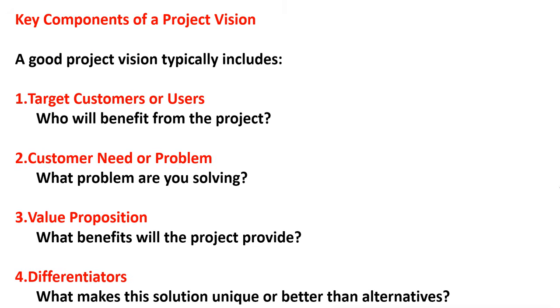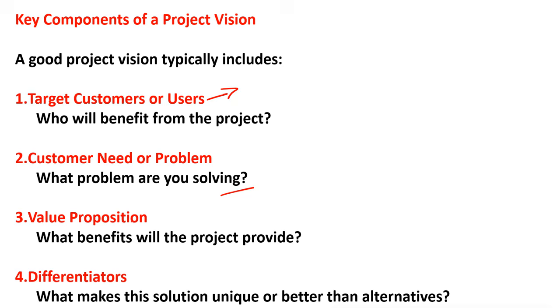Here I have written for you the key components of the project vision. These four components I will explain to you with the help of an example. The first is target customers or users. What does it mean? First we have to find out who will benefit from the project, who will be our customers or users. Customer need or problem: what problem are you solving?